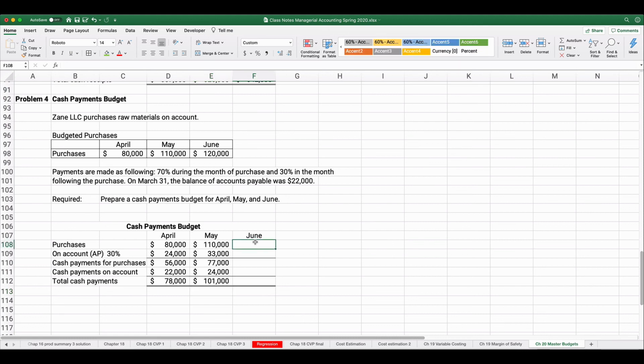All right, June, we're going to purchase $120,000, and on that $120,000, we're going to multiply it times the 30%. That is how much is on account. We'll pay it later. So that means we pay cash 120 minus 36,000 is 84,000. The cash payments on account is the preceding month's 33, and we're going to pay the 84 plus last month's 33 for a total of 117,000.